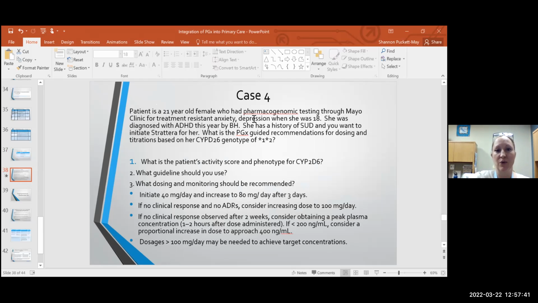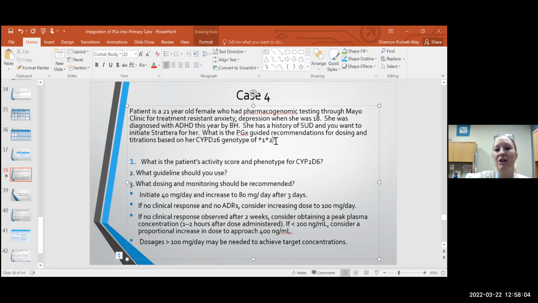She came in, she's a 21-year-old female who had pharmacogenetic testing through Mayo Clinic for depression and anxiety at age 18. She was diagnosed this year with ADHD by our team. She also has co-occurring substance use disorder, and you want to initiate Strattera for her. What is the PGX guided recommendation for dosing and titration based on her CYP2D6 genotype of star 1, star 2?